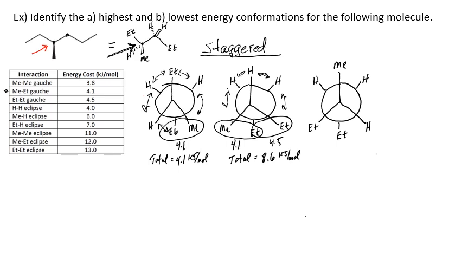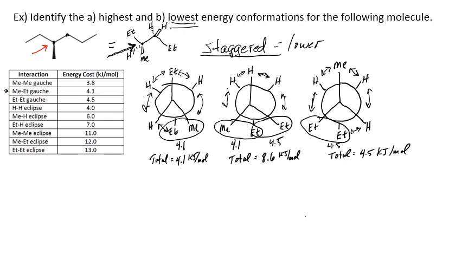All right, our final staggered conformation: methyl hydrogen 0, hydrogen ethyl 0, methyl hydrogen 0, hydrogen ethyl 0. But I do have one gauche interaction, the ethyl-ethyl gauche, and that's worth 4.5. So my total is 4.5 kilojoules per mole. Now you know that your staggered conformations are going to generally be the lower energy conformations, but if we're looking for the lowest, that would have to be the first one we did.